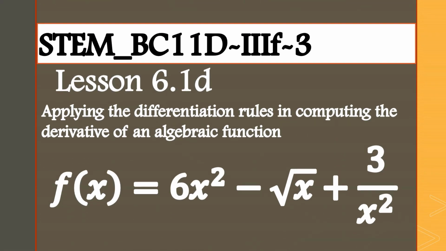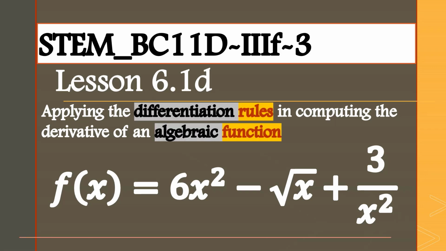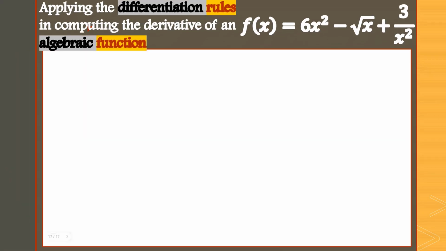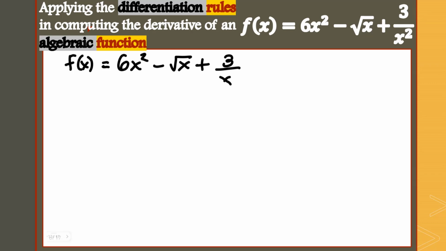Let's apply the differentiation rules in computing the derivative of this given function. Consider this next item here. We are still on the application of the already identified and proven rules of differentiation. For this given function, we have f of x equal to 6x squared minus square root of x plus 3 over x squared.